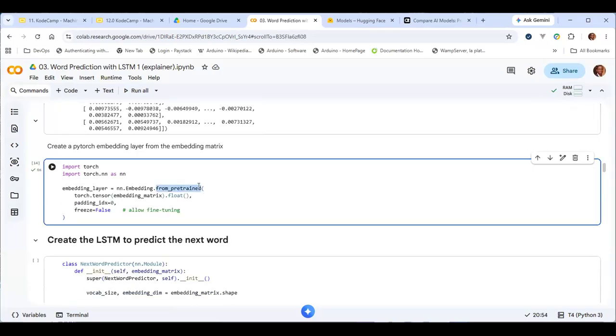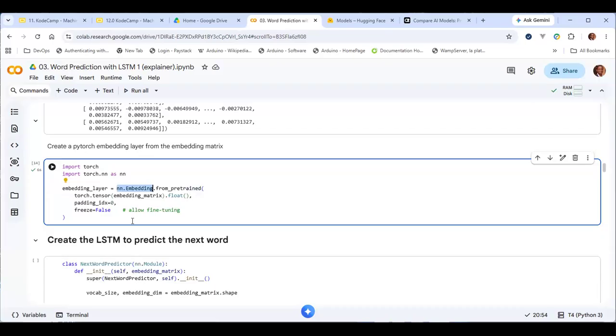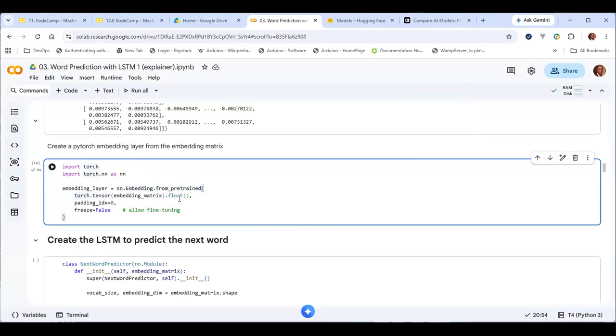So from pre-trained allows you to take an embedding. Remember, this is from our PyTorch, torch.nn, right? So we have an embedding layer. Basically, an embedding layer, think of it as this lookup table. It implements a lookup table for you, right? Then you get the embedding matrix. So when you use from pre-trained, you have to specify the pre-trained weights. Essentially, pre-trained embeddings. That's what this is.